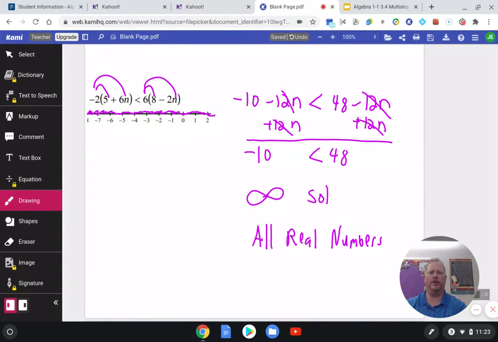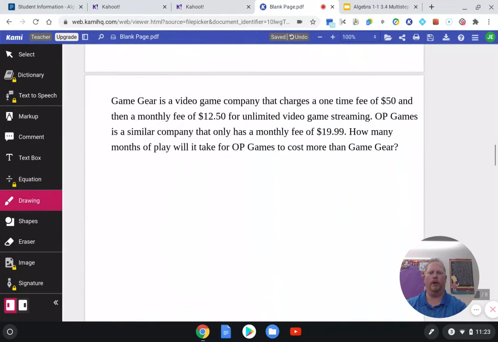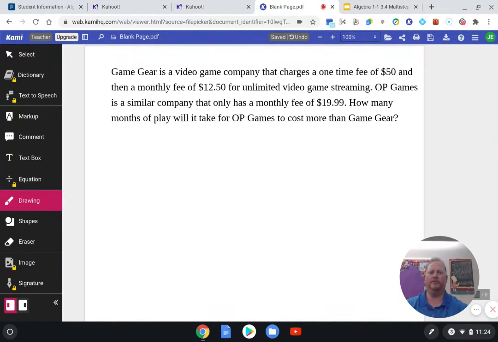All right, last skill. Let's take what we've just learned and apply it to story problems, everyone's favorite. So, of course, first thing you do is you read it. Game Gear is a video game company that charges a one-time fee of $50 and then a monthly fee of $12.50 for unlimited video game streaming. OP Games is a similar company that only has a monthly fee of $19.99. How many months of play will it take for OP Games to cost more than Game Gear?